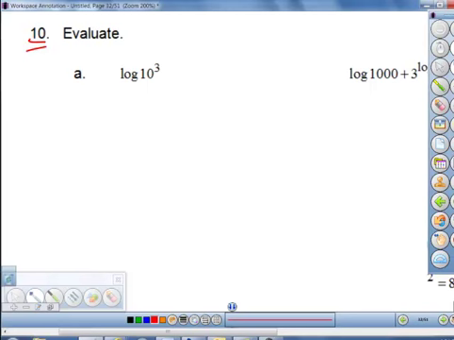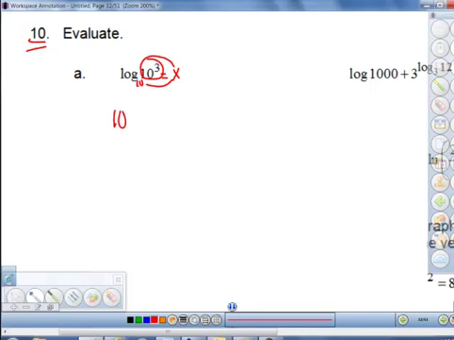Okay, looking at log base 10 of 10 to the third power. Do you guys know what the base is right now for this? Yeah, good, it's 10. We don't know what it equals, so we set it equal to x currently, just so that we can start the equation. Okay, so do you see the log? Good. Put it in exponential form. So that means 10 to the x equals this whole thing that's right here.